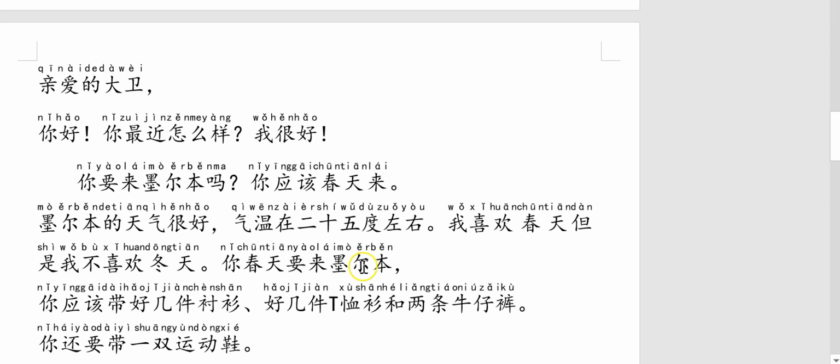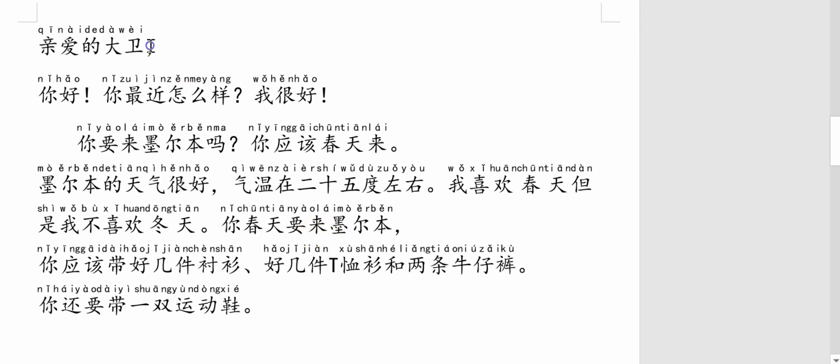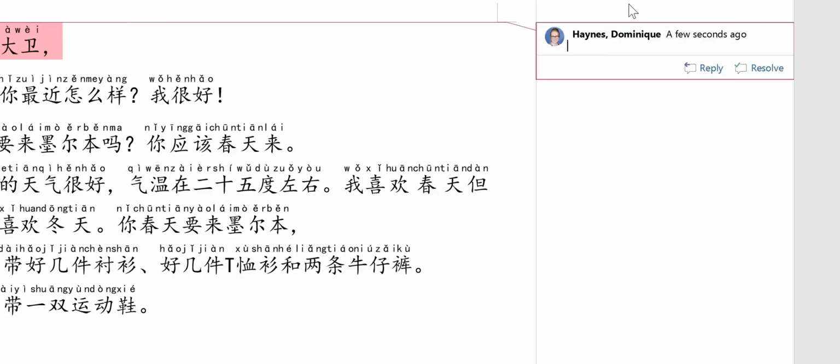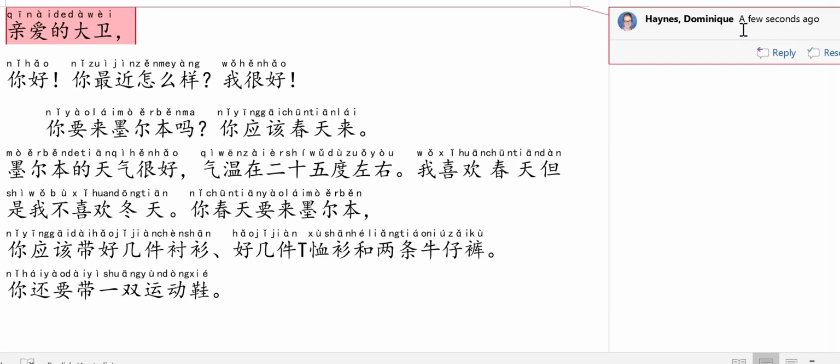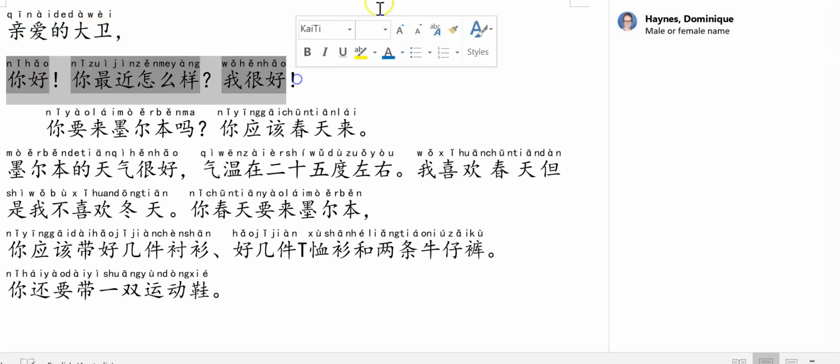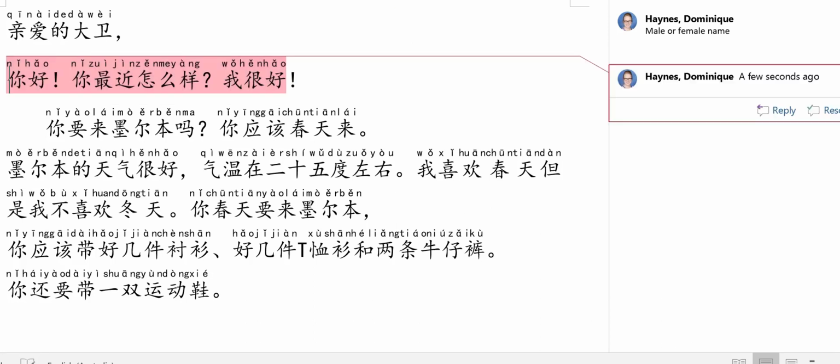So let's have a look at this letter in a bit more detail. So 亲爱的大卫. Now 亲爱的 we know already, it means dear. Now 大卫 is a great example of a male name. So male or female name. 你好,你最近怎么样?我很好. These are some nice ways to say, hey, how's it going? How's it going? I'm well.